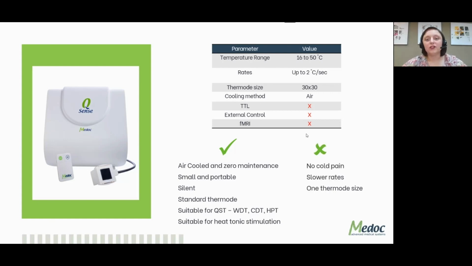So as I said, the limitations are there is no cold pain. We go only to 16 degrees, which is not painful for most people other than those who have allodynia, cold allodynia. It has slower rates, which you need to perform the quantitative sensory testing battery. But if you want to go to your painful or non-painful destination faster, this might be a limitation. And it has only one thermode size. We will discuss different options and different thermode sizes, which are not relevant for Qsens. Qsens has only the 30 by 30 standard thermode, which is, I must say, one of the most popular and widely used ones.